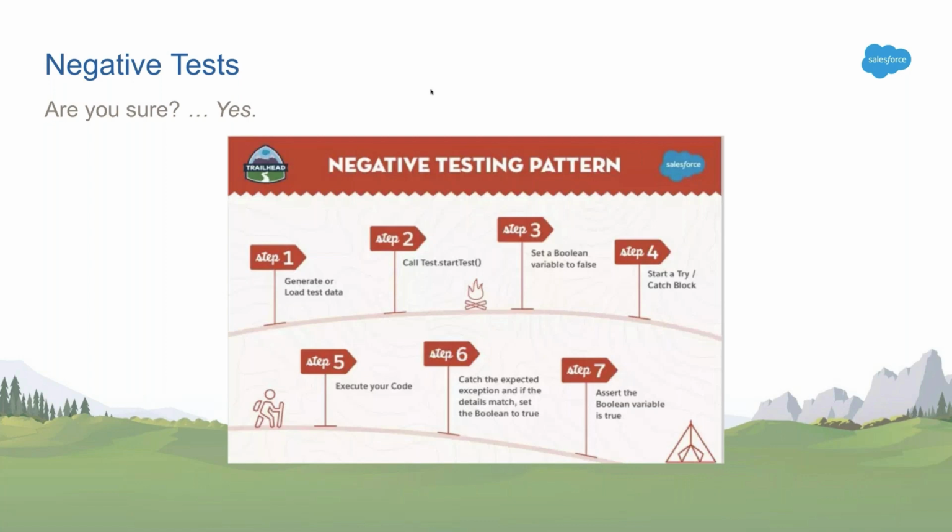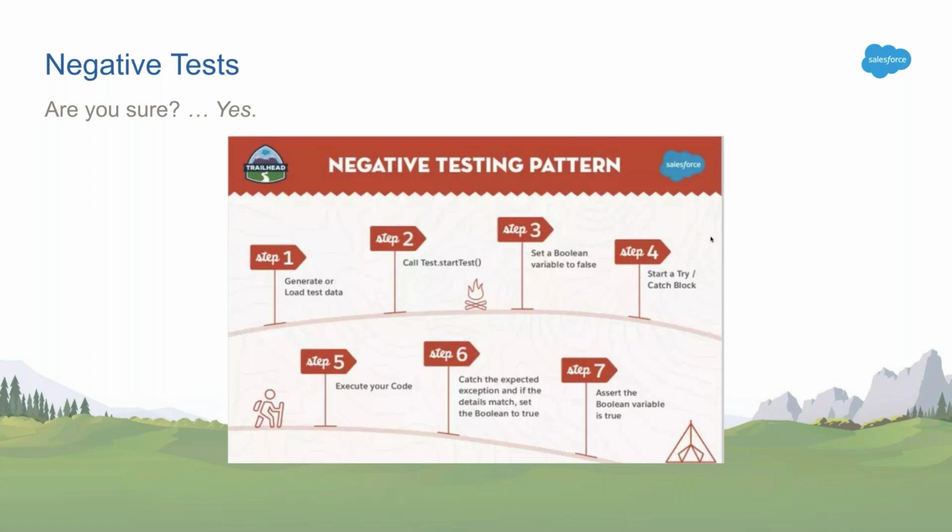Now, the negative testing pattern is sometimes more critical to the success of your software than the positive testing pattern, because you need to make sure that when your code is running, if it dies, it dies in a sensible and sane way. And if it throws an exception, that the exception is what you're expecting. So these become really critically important in making sure that your code works even in adverse or unexpected conditions.